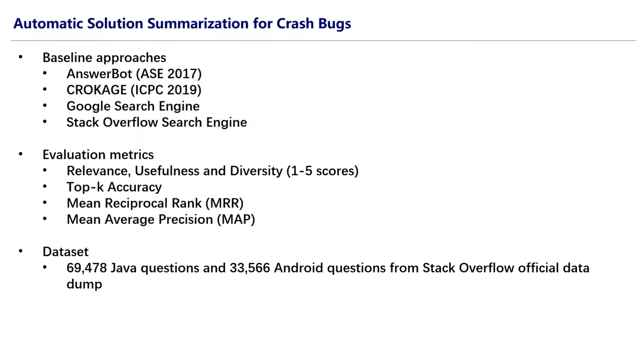For these approaches are not designed for crash traces and all have limitations, so we use the crash reason as input. For the baselines based on search engines, we use the answer that is accepted or has the highest vote. We download the official data dump of Stack Overflow and extract the Java and Android questions.